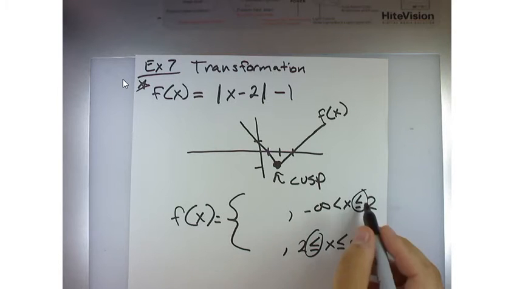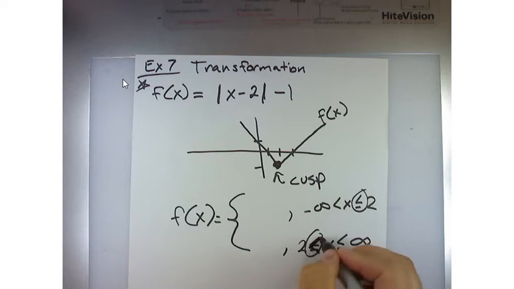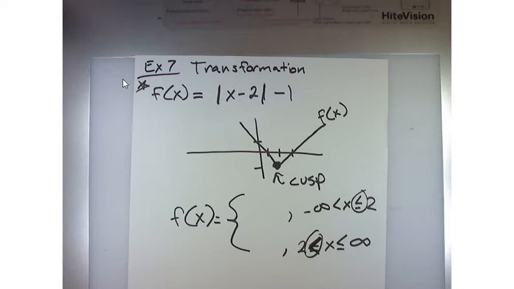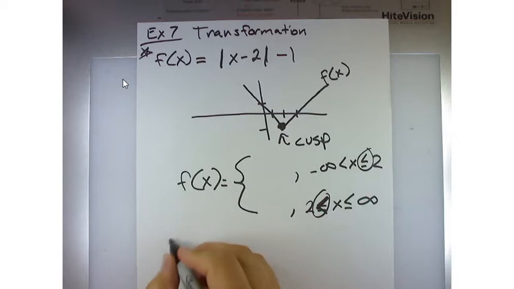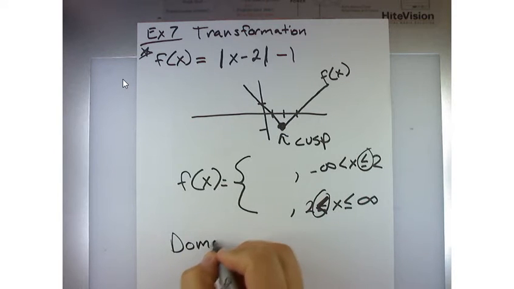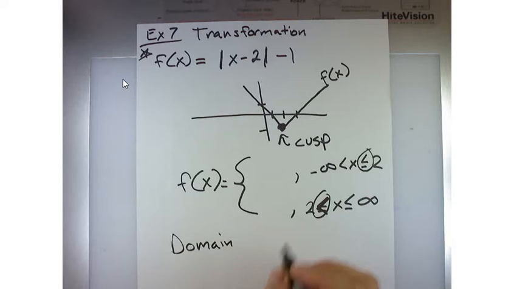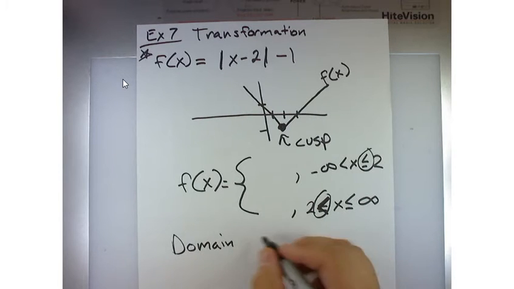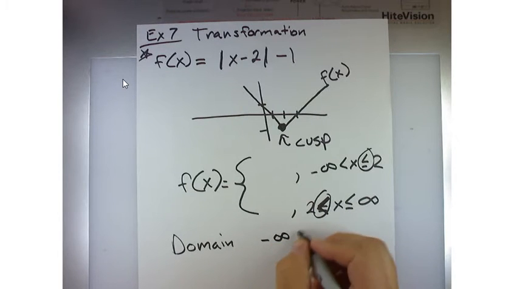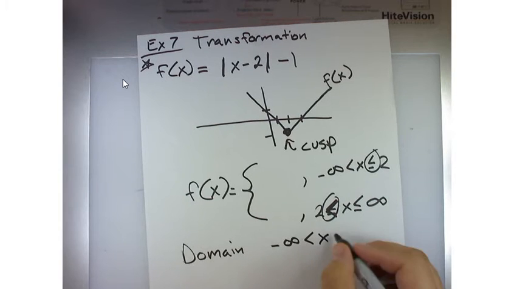Is it defined at 2? In other words, if I make this less than and I make this equal to, is there a point in which it isn't defined in the x direction? No. So then I would say the overall domain of f of x is what? Negative infinity to positive infinity.